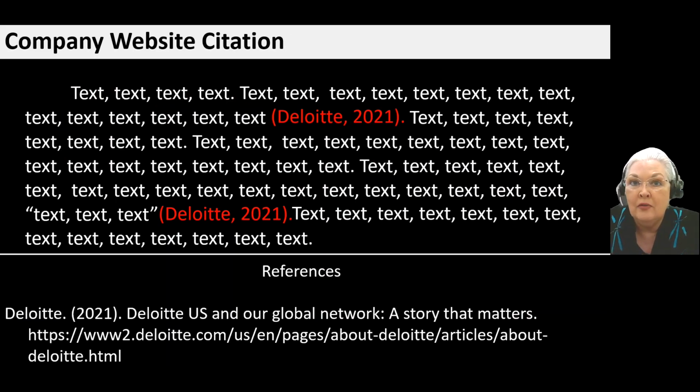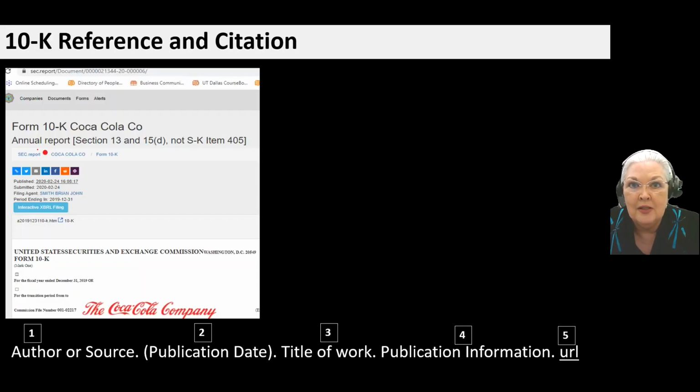Now, once I've written the full reference, the citation is easy. So it would be Deloitte. Remember, it contains author, year of publication, and page number. So I've got Deloitte, comma, 2021 in parentheses at the end of the two sentences in this paragraph that contain information from that Deloitte website. There's no page number because this website doesn't contain page numbers. So that makes it pretty easy to find.